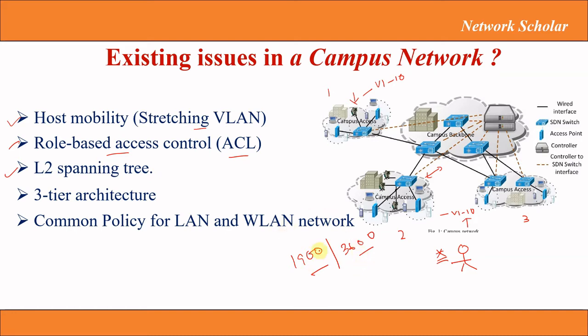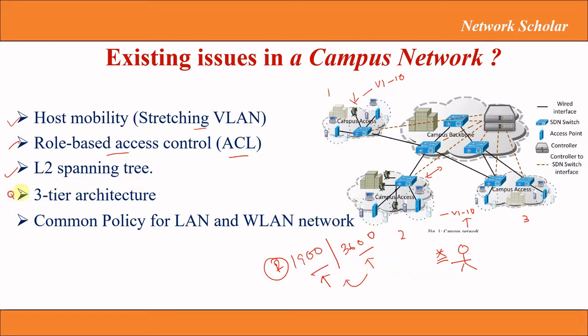If the 1900 switch has a lower priority compared to the 3600, then it will become your root bridge, and all the traffic will be forwarded by the 1900 switch. Though you have more features in the 3600 switch, because of spanning tree, all the traffic will be forwarded via the 1900. So you have suboptimal forwarding. This is one of the issues with spanning tree, and the network engineer has to spend a maximum of time identifying and fixing these issues.